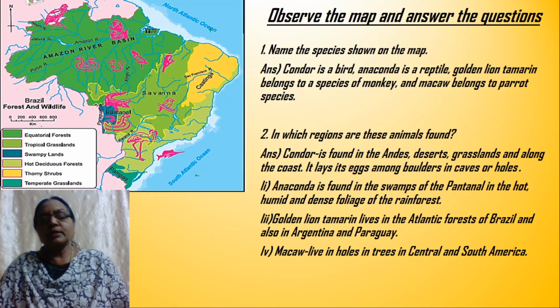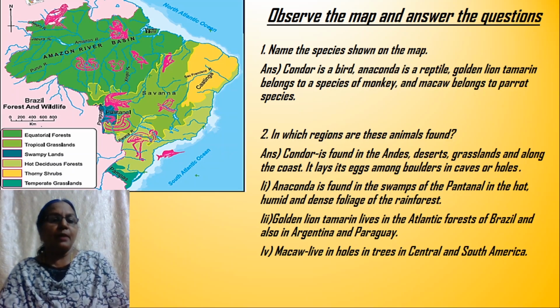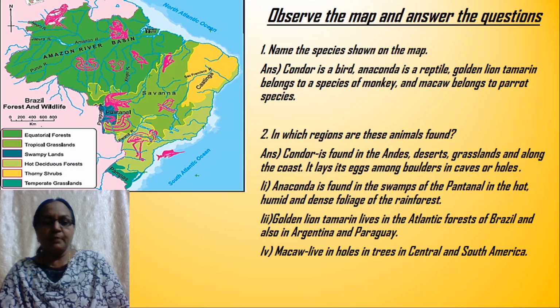The next map that we are going to discuss shows forest and wildlife of Brazil. Here again, we are going to study about the forest here in Brazil. We have the equatorial forests. If you look at the map of Brazil, you'll find most of Brazil is covered by the equatorial forests. You can find the equatorial forest here. You have the Amazon River basin. Observe also the animals found here.